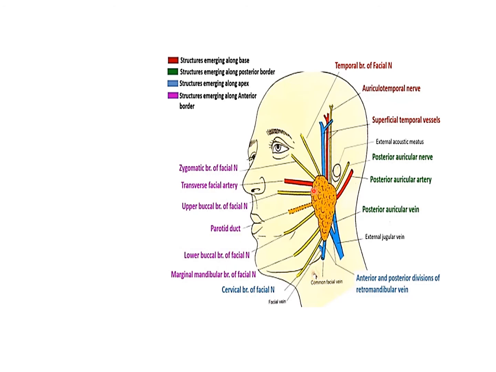The structures which are emerging along the anterior border from above downwards are the zygomatic branch of the facial nerve, the transverse facial artery, upper buccal branch of the facial nerve, parotid duct, lower buccal branch of facial nerve, marginal mandibular branch of facial nerve. And the structures which are emerging along the posterior border of parotid gland are the posterior auricular branch of the facial nerve and the posterior auricular vessels.